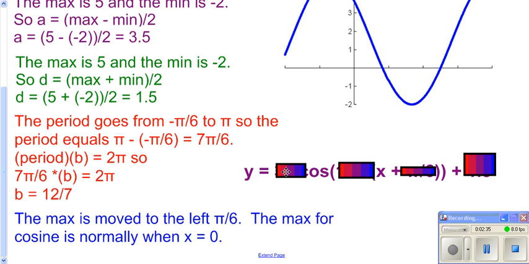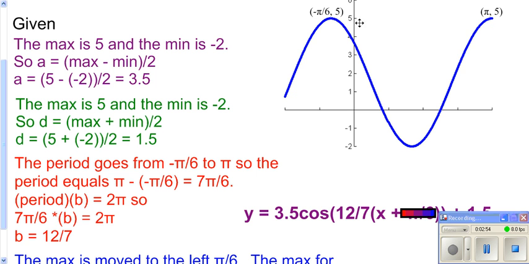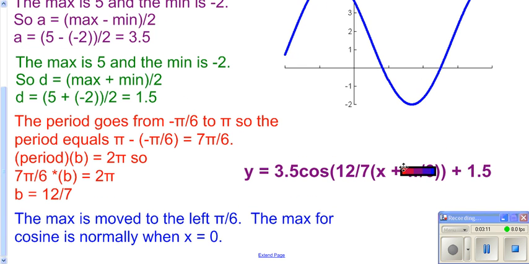Well, we had figured out a. A was your 3.5. We had figured out b. That's your 12 sevenths. We had figured out your d. That was your 1.5. Now, to figure out c, the easiest way to do that is say, well, if I wasn't shifted left or right, my cosine would have a maximum right here. It always has maximum on your axes unless it's changed. But here, you got to shift it left a sixth of a pi to get to your maximum. You know, if you're shifting left, you got to go plus, and we had to move it a sixth of a pi.